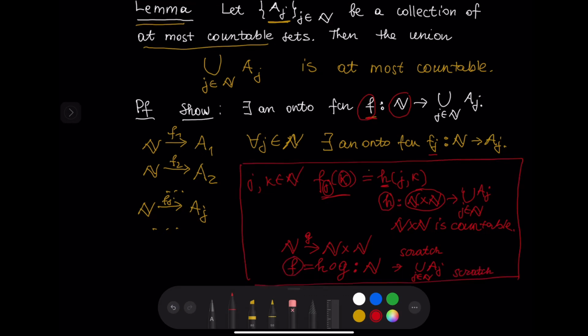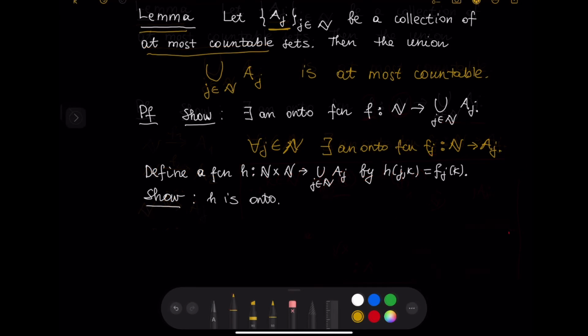So all of this scribbling was scratch, of course, because this is not a rigorous proof. So we needed to think a little bit how to proceed with the proof. Now that we have a proof strategy, we are going to write a clean and nice proof that there exists an onto function f from the set of natural numbers to the union of all Aj. So as we discussed, let us define a function h from the Cartesian product N cross N to the union of all of the Aj, and this function h is defined by the formula h of (j,k) is equal to fj of k. What we want to show is that h is onto, right?